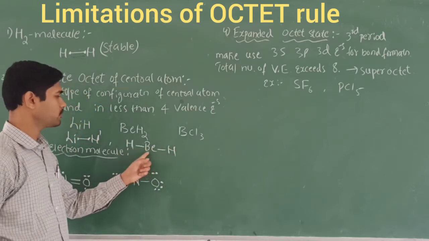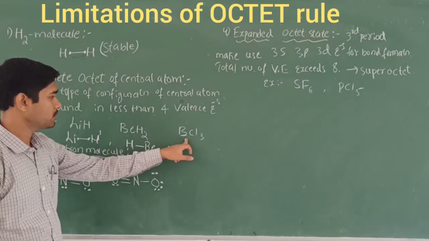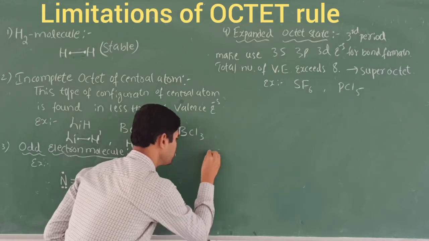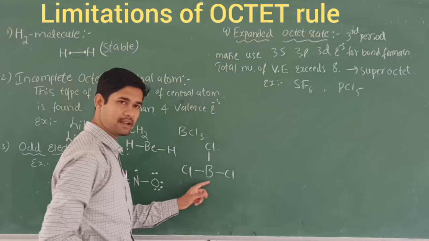Hydrogen bond is stable, but what about beryllium? Beryllium is not obeying this octet rule. So next one, boron trichloride. How am I going to write it here? Boron trichloride, like this. Here boron is the central atom.